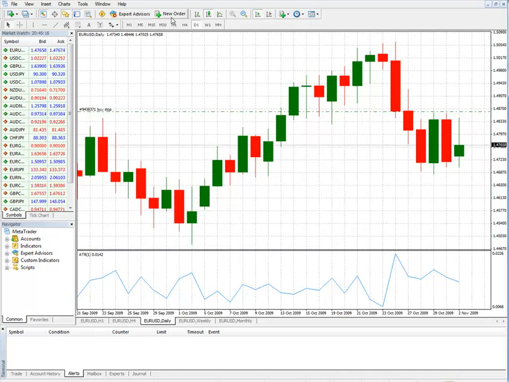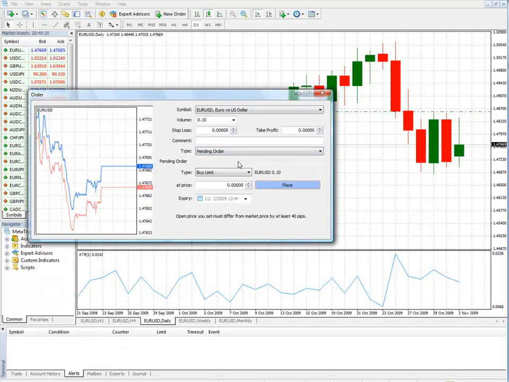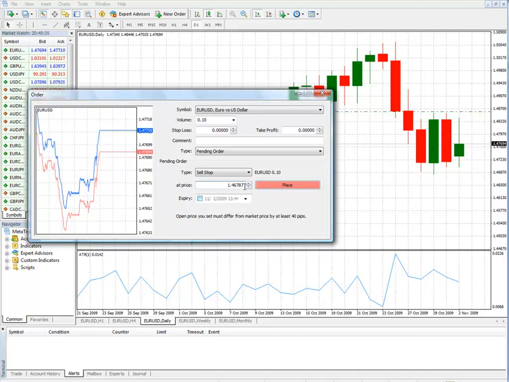Okay. Now we're going to place a sell stop. Sell stop at the price 1.46787. Okay. And I think the problem before was perhaps I was putting the sell stop price where the buy stop price should have been. Okay, so here we go.